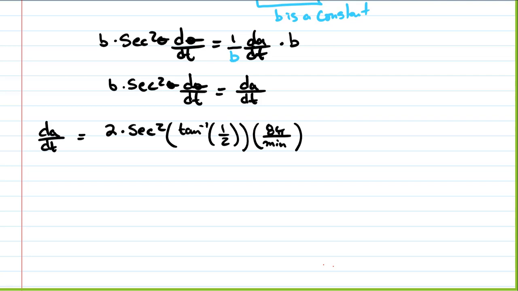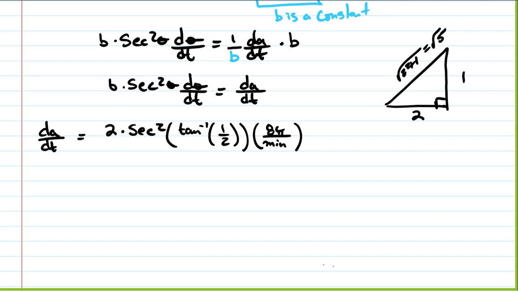So we need to simplify this a little bit. Well, we'd already drawn the triangle, so tangent is opposite over adjacent, so that's 1 over 2, and we could figure out the hypotenuse. So 2 squared is 4 plus 1 squared is 1, so this is the square root of 2 squared plus 1 squared, so that's the square root of 5, right?